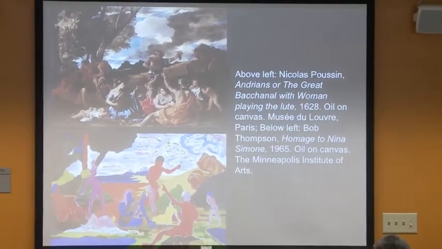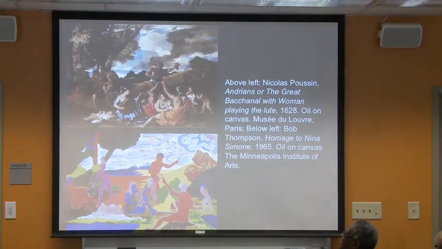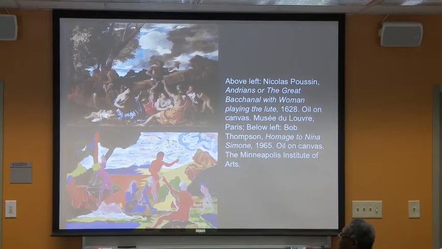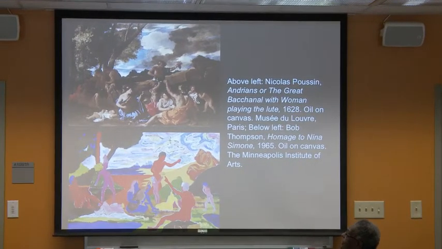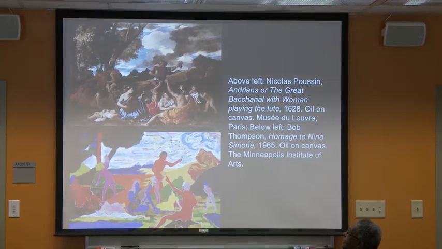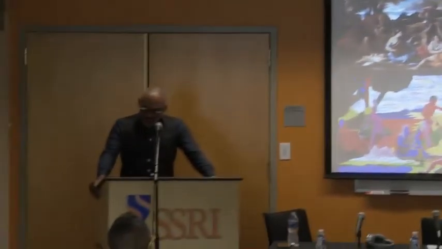In conclusion, I'd like to return to the artist Bob Thompson and look closely at his 1965 painting, Homage to Nina Simone. The composition of Homage to Nina Simone is answerable to a French classical antecedent, specifically Nicolas Poussin's Andros ou la grande bacchanale avec femme joie de lutte.